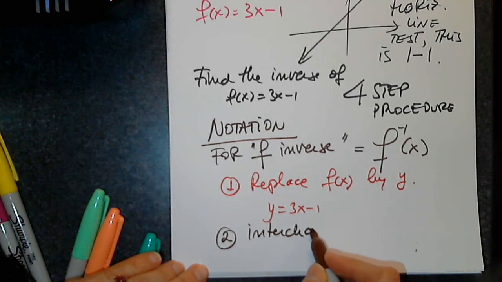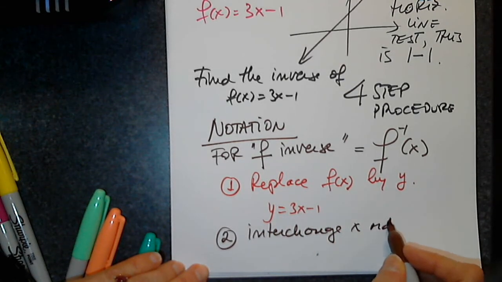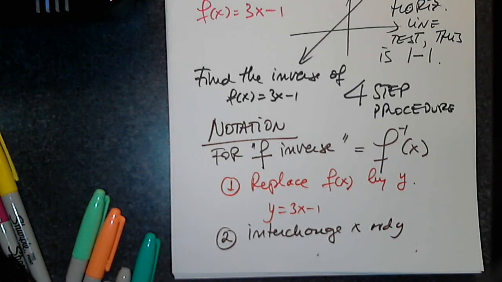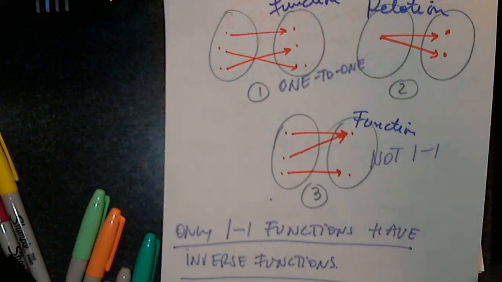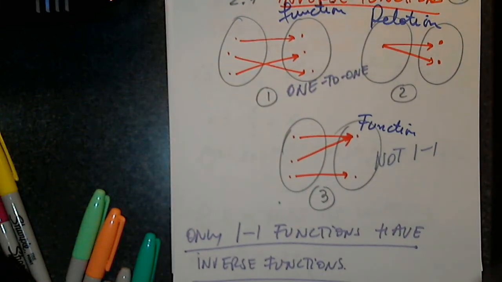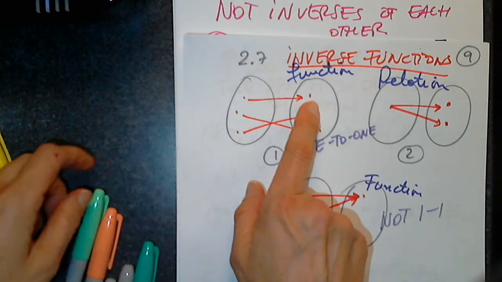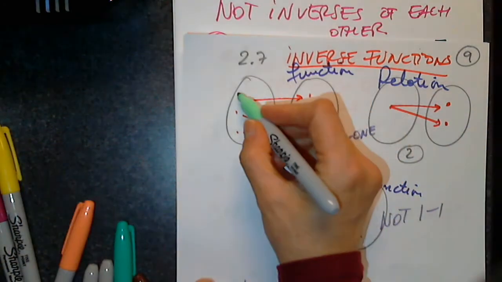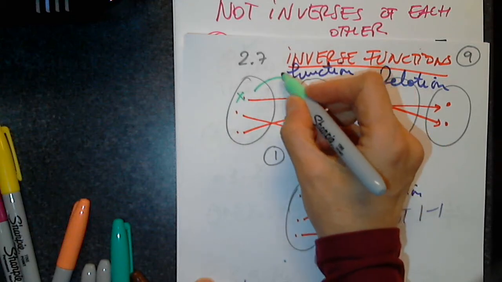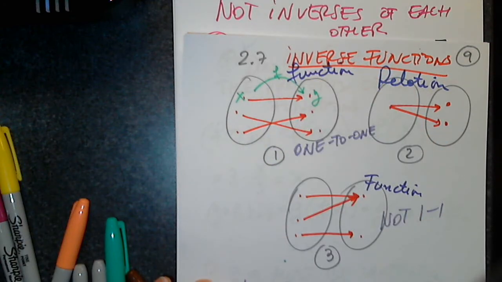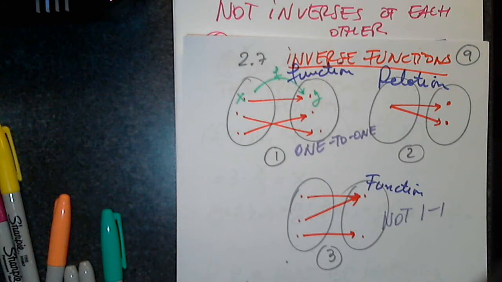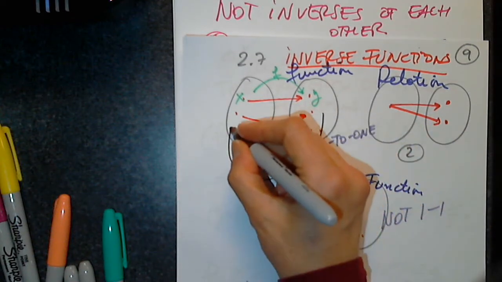Step number 2. Interchange x and y, or replace x with y, or y with x. And you should say, wait a minute, that part is not clear. And I will answer to that in the following way. The function takes x to y. Would you agree? So this is x and this is y for function f. Agreed? But now function f inverse will go this way.